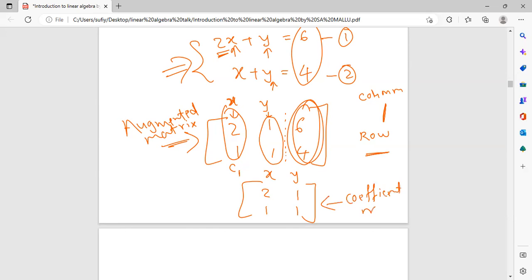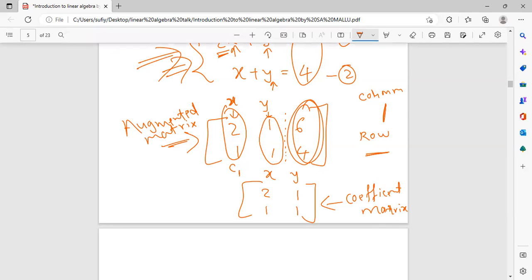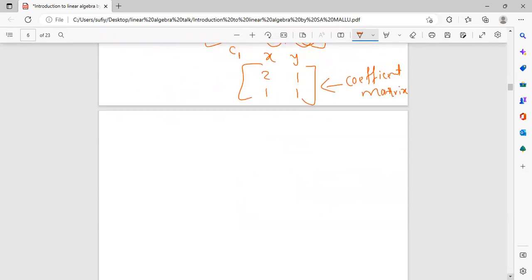And you all see why the word coefficient is used here. If you look at this array, this matrix here, it's basically representing the coefficients of those systems of equations. And we call that a coefficient matrix. All right, let's look at one more example.